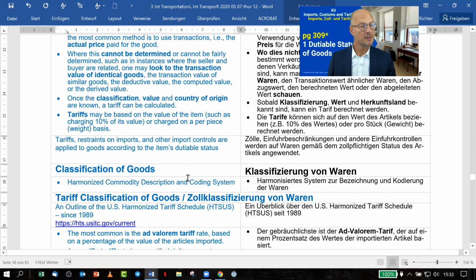And in America and also in the EU, we have a harmonized commodity description and coding system. And here you can see this on this internet web page. You can find this US Harmonized Tariff Schedule, HTSUS. And I'm going to show you very quickly. You will find it also on Opal.